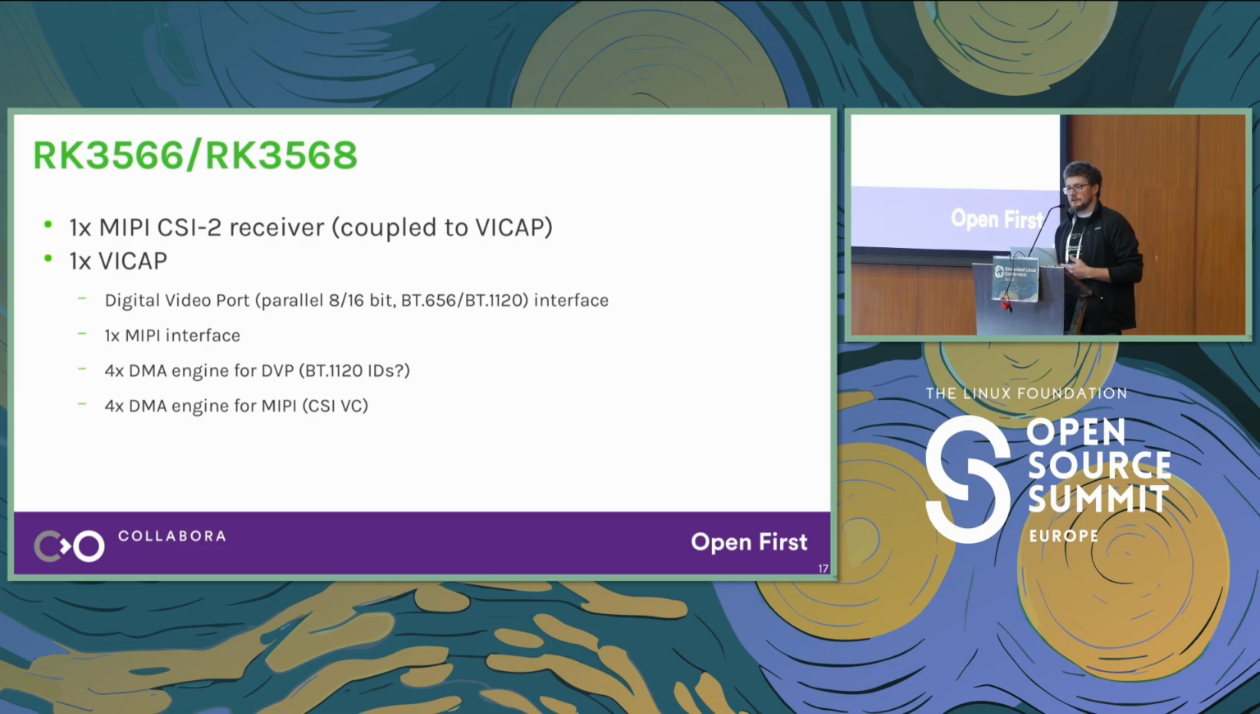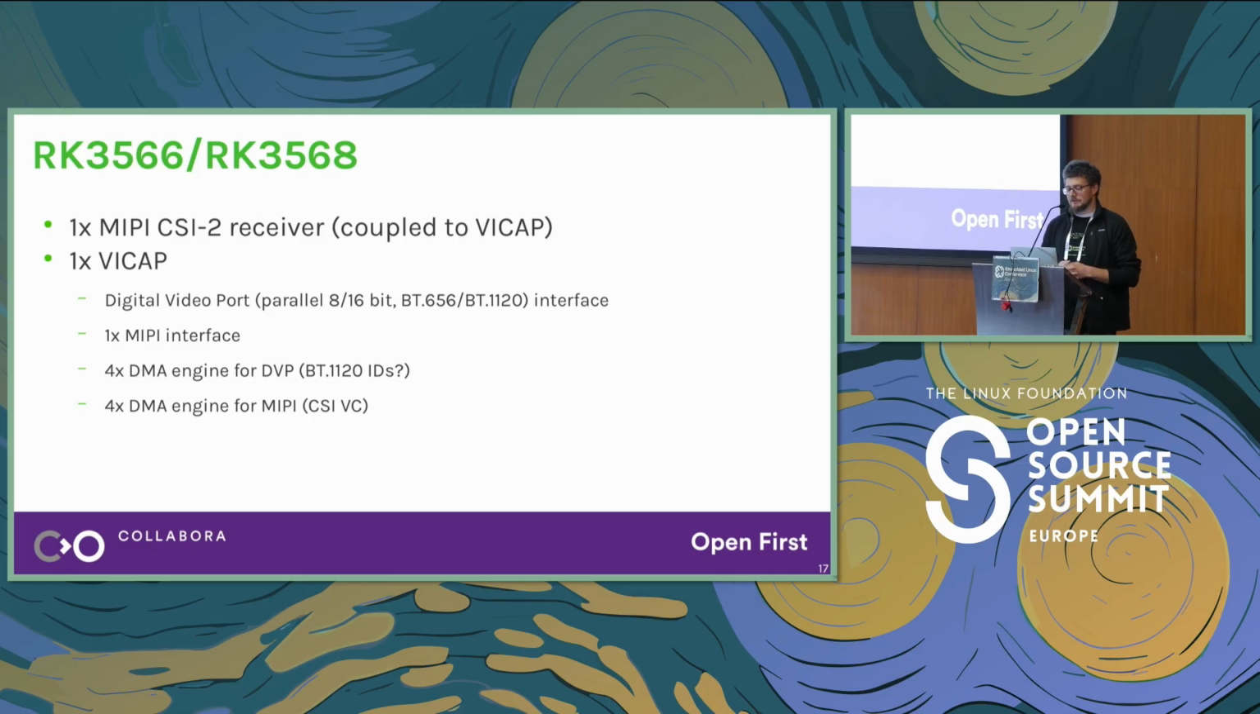Also, the VCAP features a CSI2 receiver. And apart from this, it has a digital video port interface. So this is a parallel video data interface. Say, think of pixel clock, H-sync, V-sync, and 8 bits or 16 bits of data. The sync signals could also be integrated in the stream following the BT656 or BT1120 recommendations.